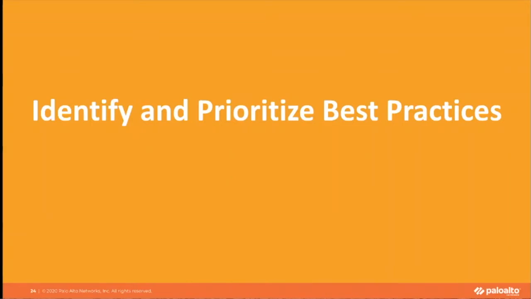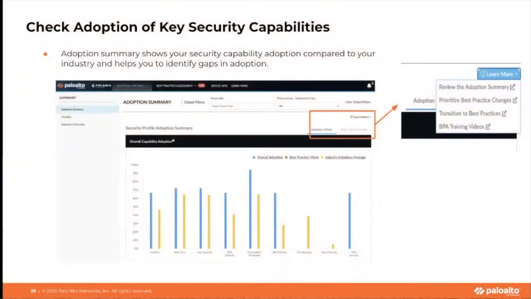Now let's have a look at how to identify and prioritize best practices. Check adoption of key security capabilities. Adoption summary in the heatmap section shows you your adoption of key security capabilities, which includes WildFire, antivirus, anti-spyware, DNS sinkhole, vulnerability protection, URL filtering, file blocking, data filtering.